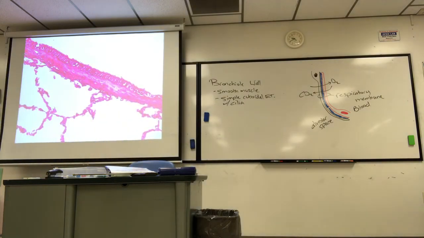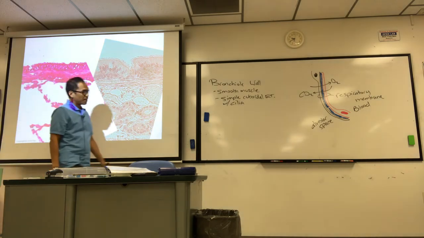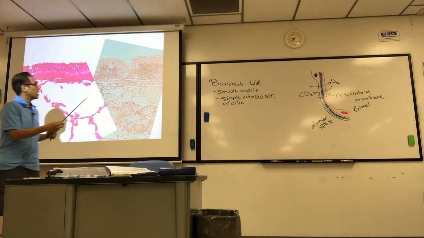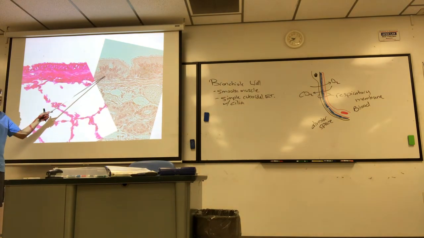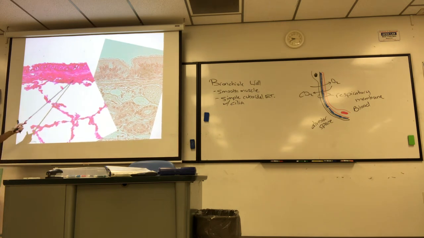And I wanted to put it side by side with the trachea so you can see the difference. The tracheal wall is much thicker. And the epithelium, we already noted all this for the trachea. It's a ciliated pseudostratified columnar epithelium with goblet cells, and there's also a submucosa and adventitia. We talked about that already. So the bronchial wall is much thinner, but the respiratory membrane is much thinner than that.